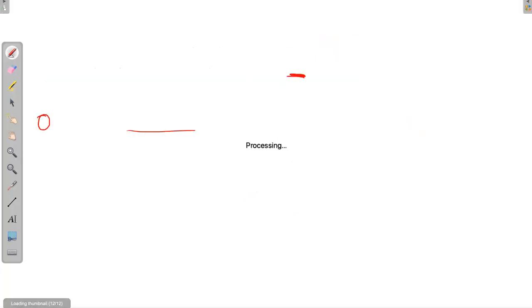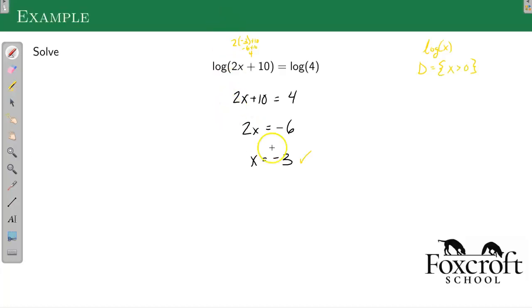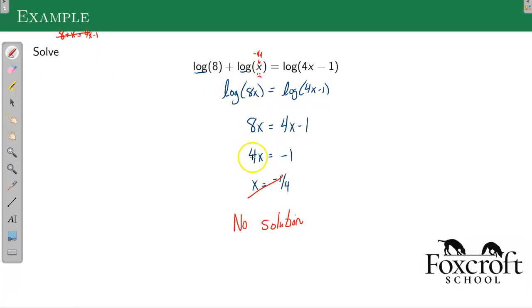One common mistake is students just see a negative answer and they automatically imagine it's an extraneous root. But we saw in this example, you can get a negative answer as long as it doesn't make the inside of your logarithm negative. If I were to plug in -3, the inside's +4, and that's fine. So negative answers are fine as long as they don't make the inside negative. So when you're checking for extraneous roots, it's more similar to this one. If I put -1/4 in here, the inside's completely negative, and that's bad.